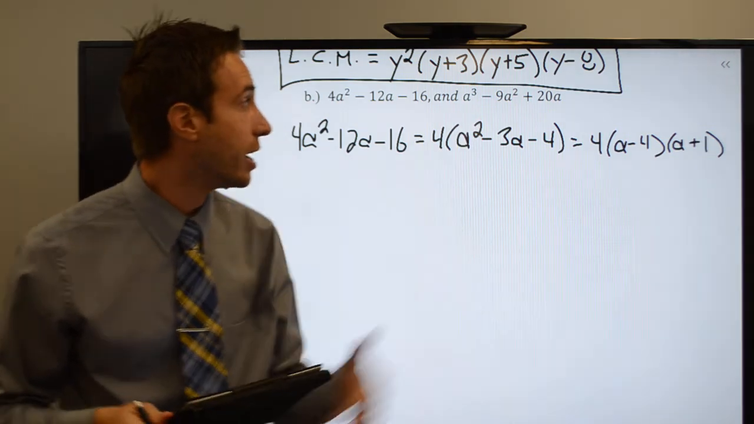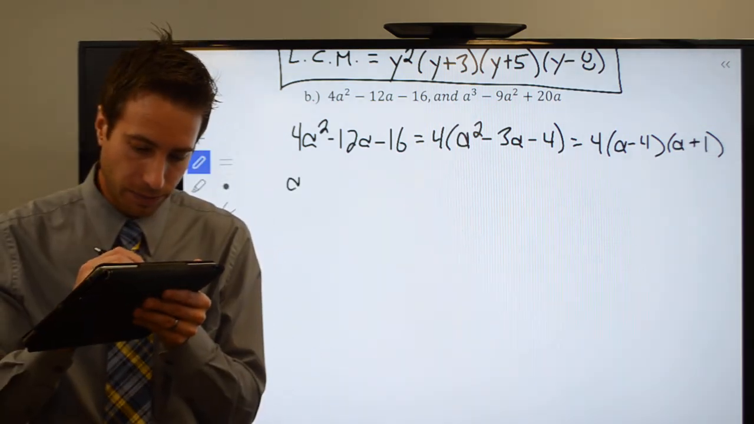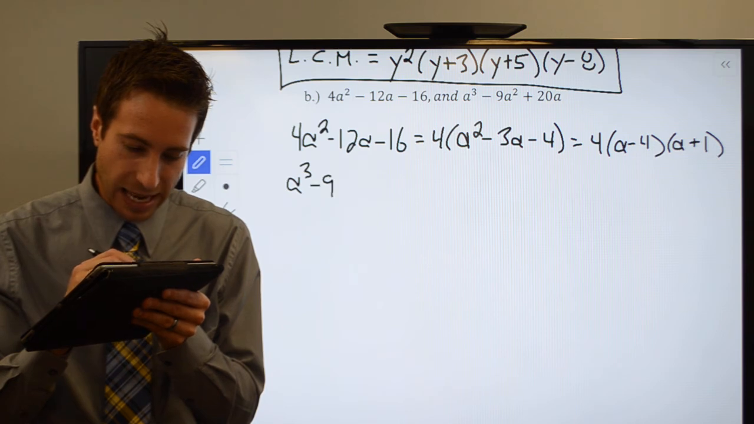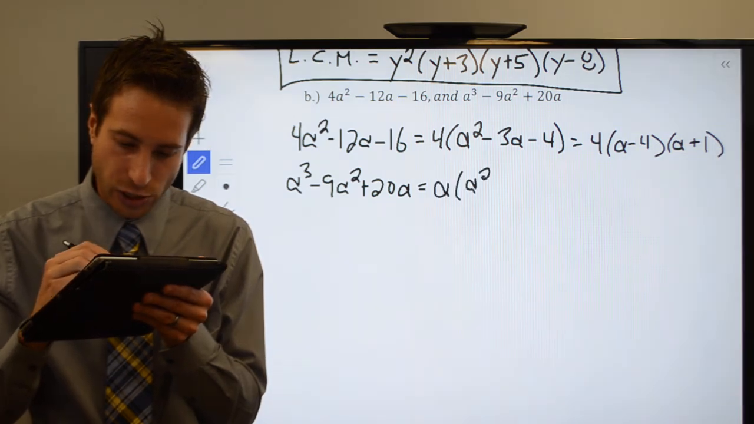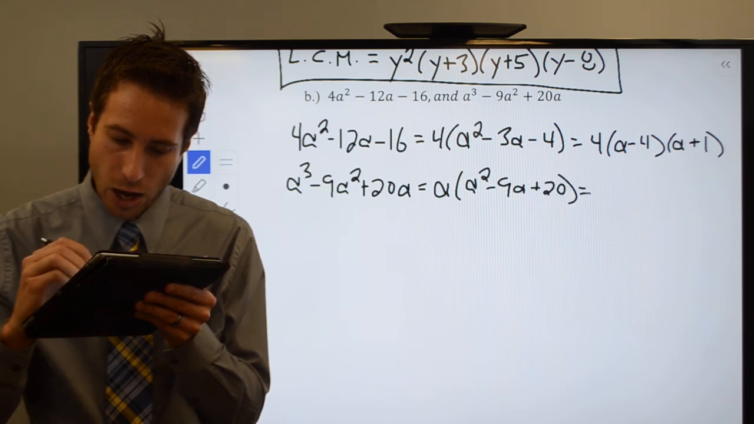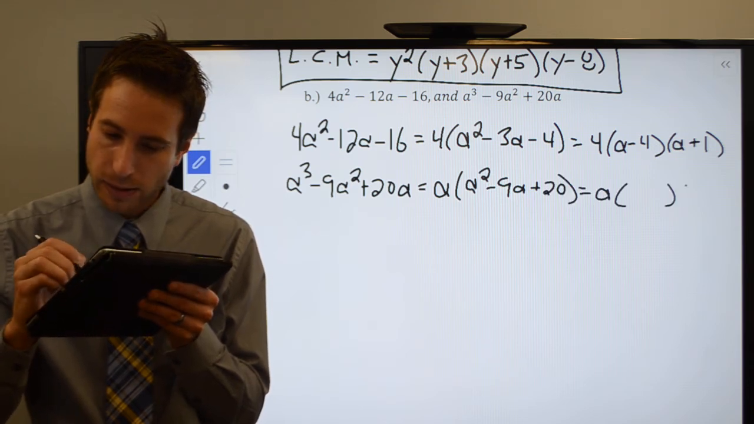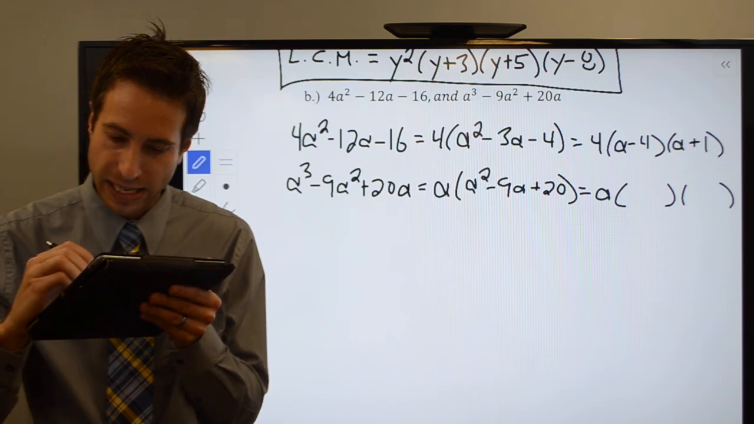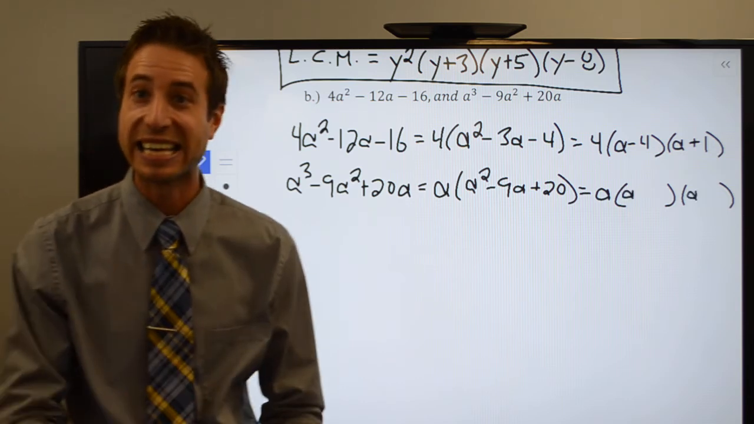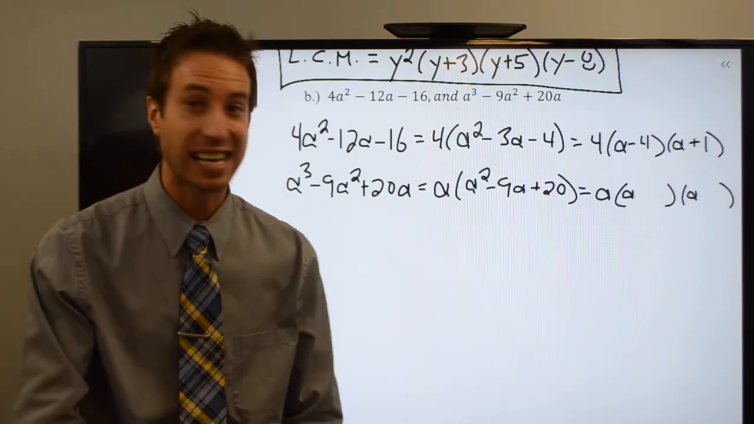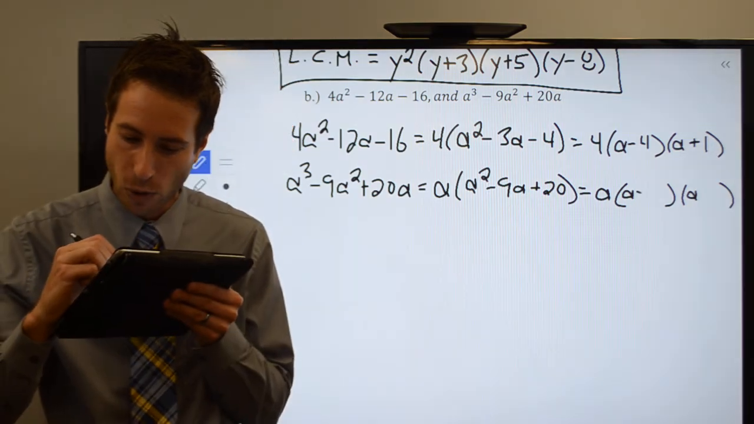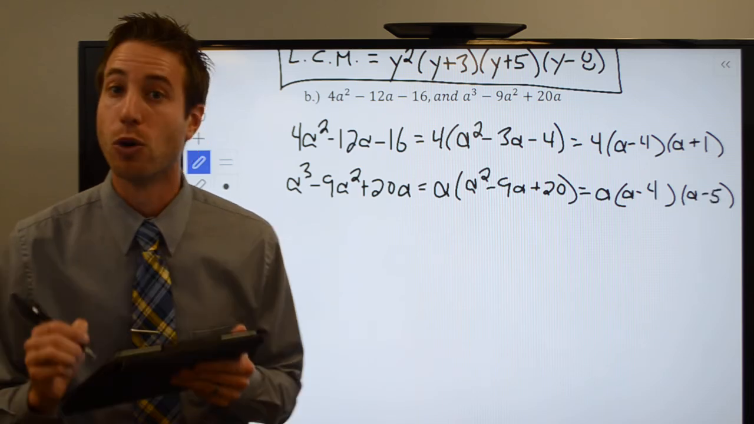Okay, the next one, a cubed minus 9a squared plus 20a. Hey, those guys have a GCF of a. Pull it out. Leaves me with an a squared minus 9a plus 20. Hopefully this general trinomial will factor pretty easily. Spot you the a and the a. Trickier bit, two numbers that multiply to 20, sum to negative 9. Actually, that's not too tricky. Negative 4 and negative 5 will do it.